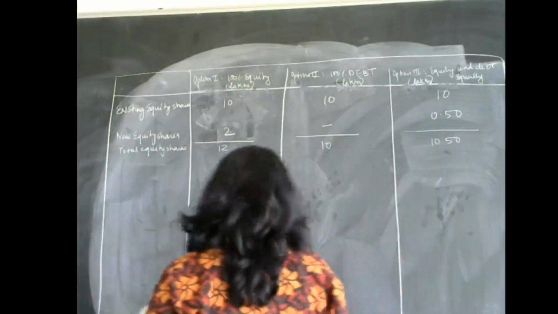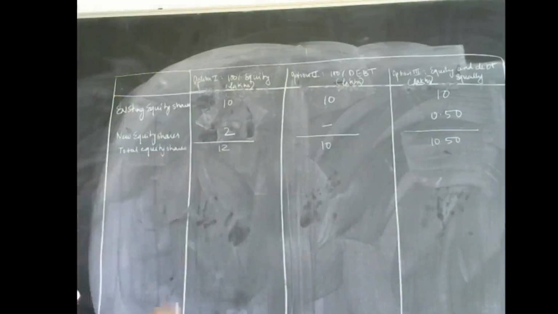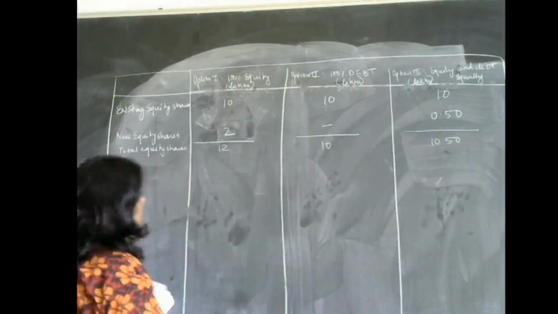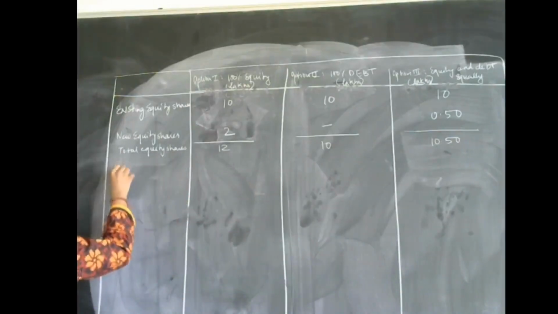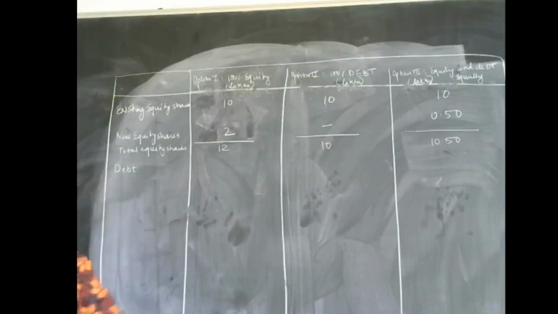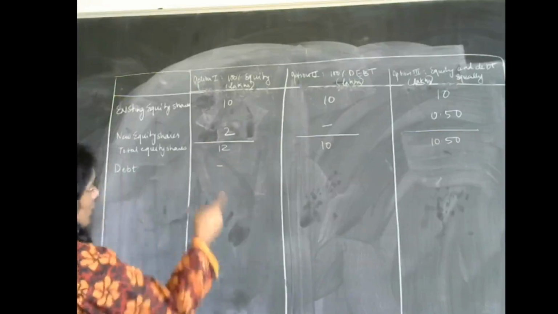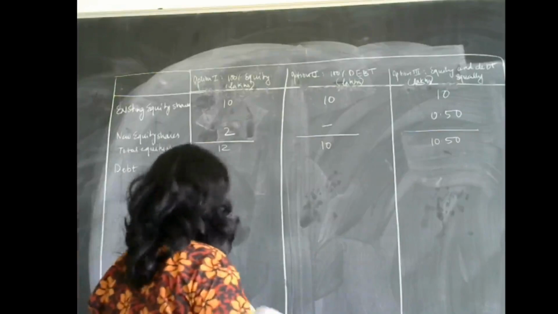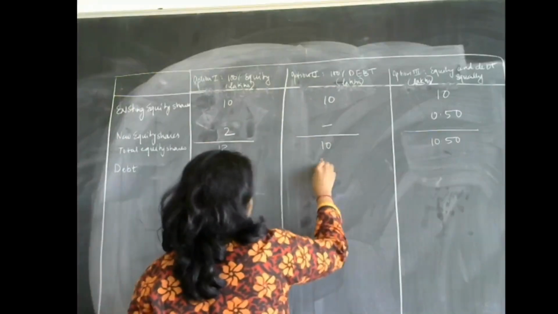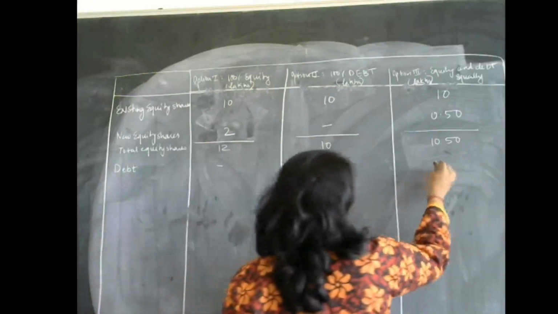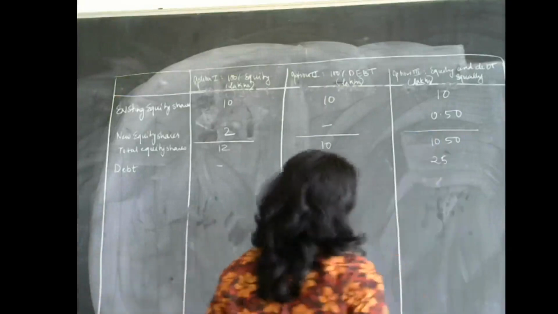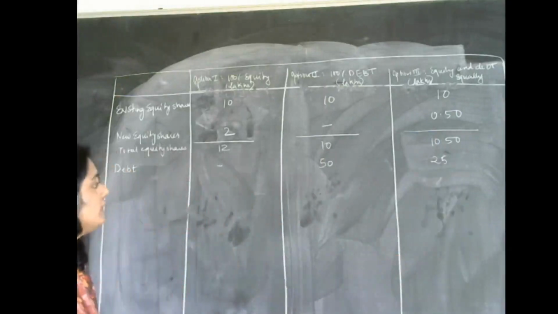Okay, so this is the total equity shares which are there in each scenario. Now let us move on to debt. Over here there is no debt. Over here the total amount is the debt, which is 50 lakhs. Over here 25 lakhs is the debt, isn't it? So we know the debt.